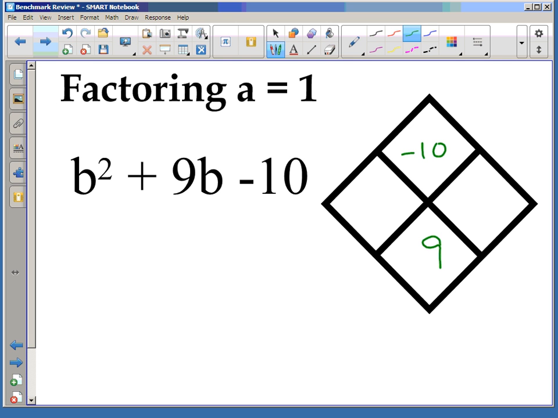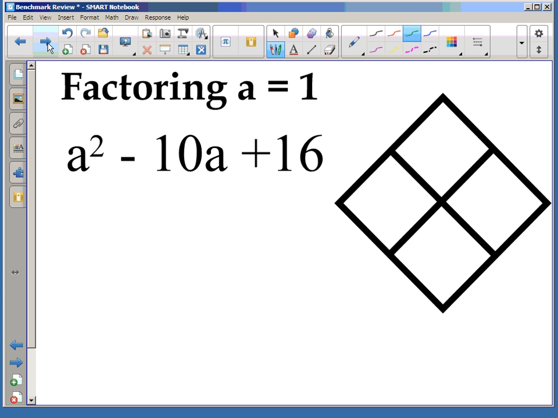Negative 10 and 9, the factors with a difference of 9 because the a times c is negative, is 1 and 10. We want the smaller number to be negative so that we have a positive. Our answer is b minus 1, b plus 10. Try this one and then hit play to see if you got it right.